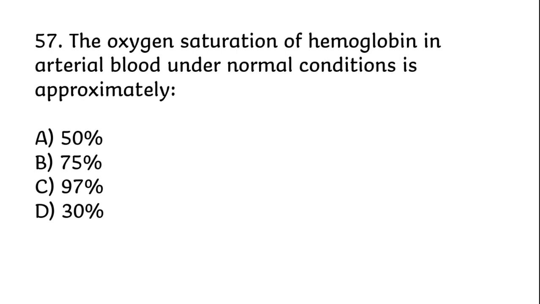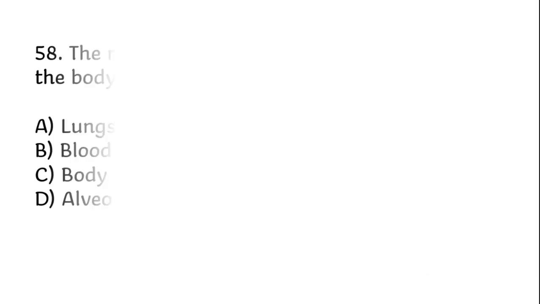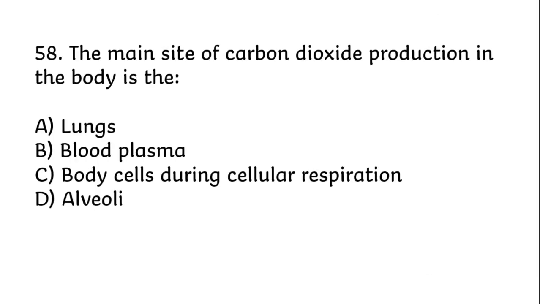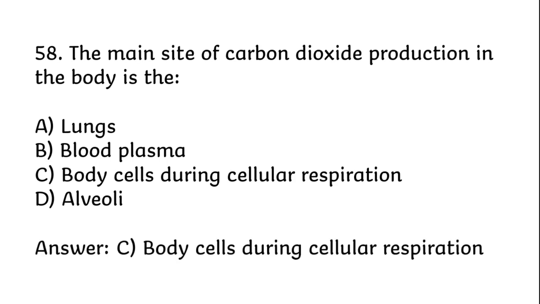The oxygen saturation of hemoglobin in arterial blood under normal conditions is approximately. Correct answer is 97%. The main site of carbon dioxide production in the body is the. Correct answer is body cells during cellular respiration.